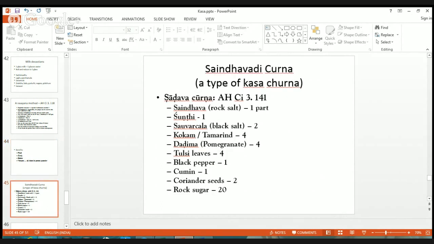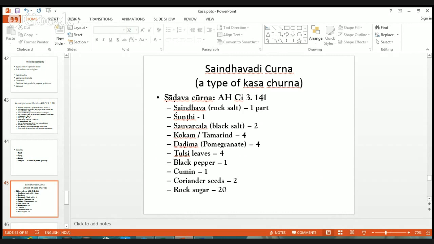Then this is a homemade churna that you can actually make for kasa. This is described in the Ashtanga Hridaya. Very simple. Just rock salt, dry ginger, which is shunti, then black salt, then some tamarind, then pomegranate powder. Actually the dried pomegranate, the rind of the pomegranate, the inside white part, which is dried and powdered. Some tulsi leaves. Tulsi is Ocimum sanctum. Tulsi leaves, then black pepper, cumin, and coriander.